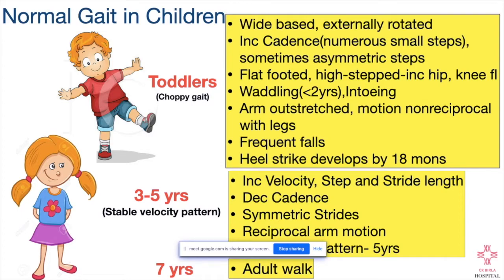An adult gait pattern usually sets in by 5 years of age, and by 7 years they usually have an adult gait pattern developed. This is how we assess any deviation from these parameters. These are standard guidelines, observations which have been seen, and it's almost uniform all over the world in every ethnicity.